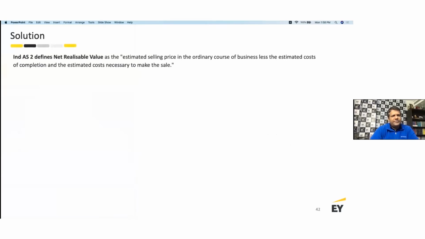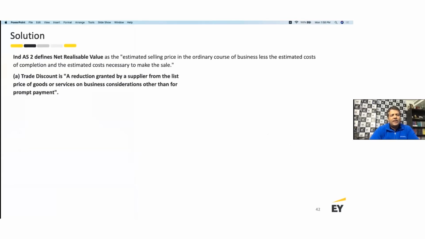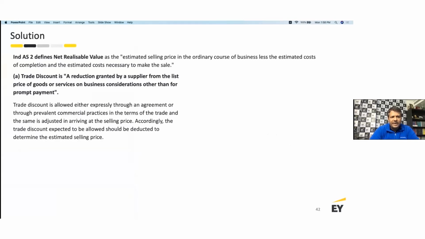Ind AS 2 defines net realizable value as the estimated selling price in the ordinary course of business less the estimated cost to complete less the estimated cost to sell necessary to make the sale. Now, trade discount is a reduction granted by a supplier from the list price other than for prompt payment, and hence it should be deducted. Trade discount should be deducted.